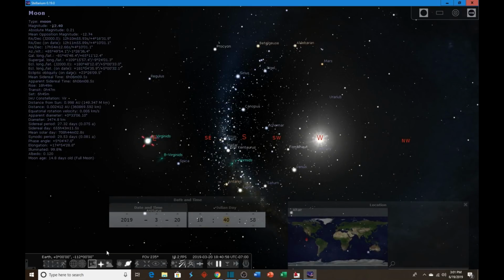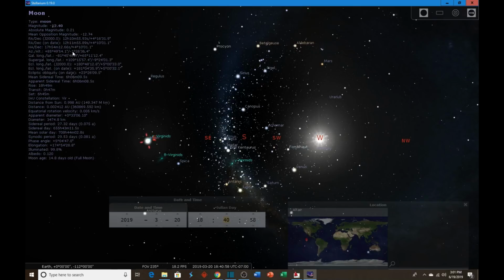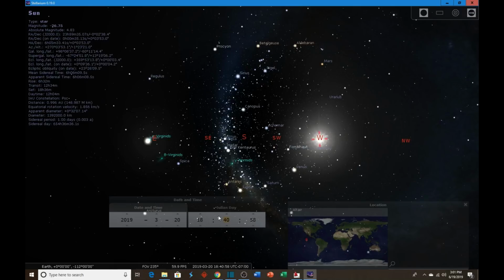Because we've got a handy thing, if we select the moon, we can look over here and see the altitude of the moon. And right now, at 18:40 on that day, the moon's altitude is negative 21 degrees and 26 minutes. It's slightly below the horizon. If I go to the sun at that exact same time, its altitude is negative 1 degree 23 minutes.